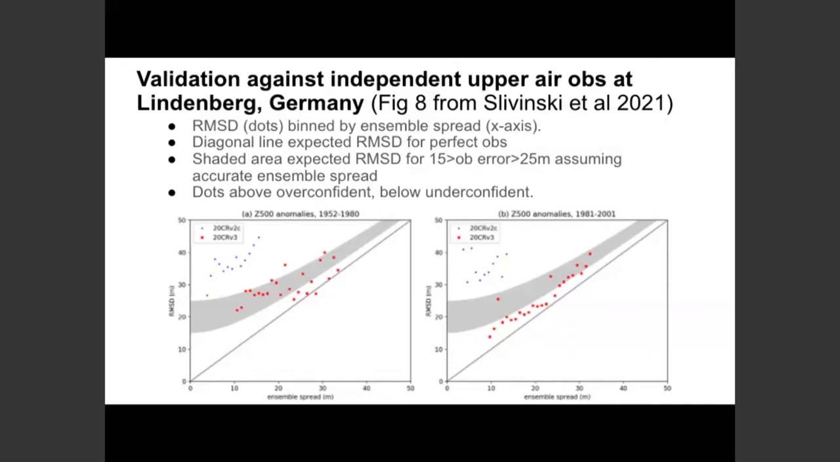And that could be because of that misspecification of that constant value of 0.9 being suboptimal, or it could be because we've actually overestimated the observation errors that we've used in the modern part of the record.